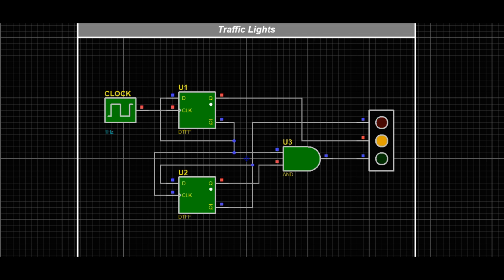This is a simple way to understand how flip-flops and logic gates can be used to automate a process like traffic lights. You can try building this circuit using a digital logic simulator or with real components.